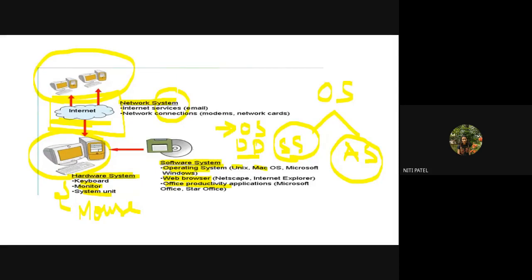What is operating system? We just saw that any communication from user to system and system to user is done with the help of OS. If there is no OS, I cannot have this communication. That is what an operating system is.